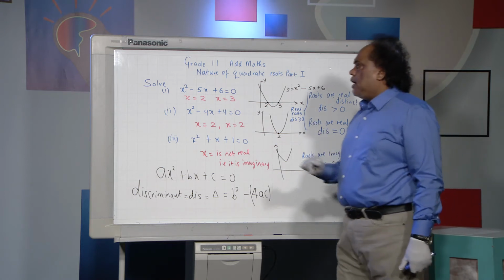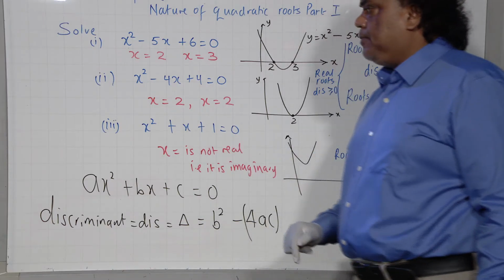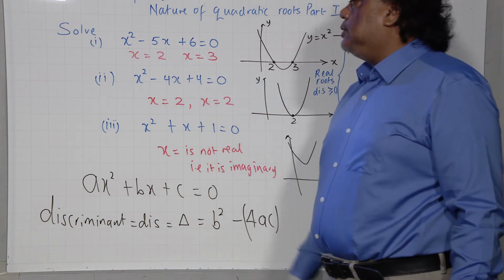I would like you now to calculate the discriminant for each one of them for me. And for this one, you must get a positive value.